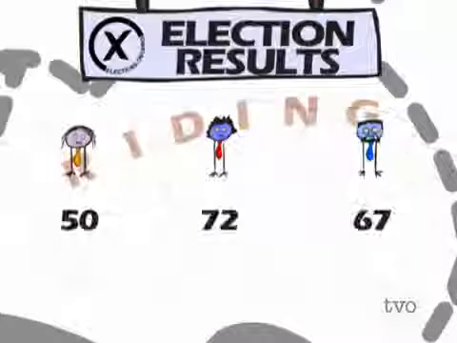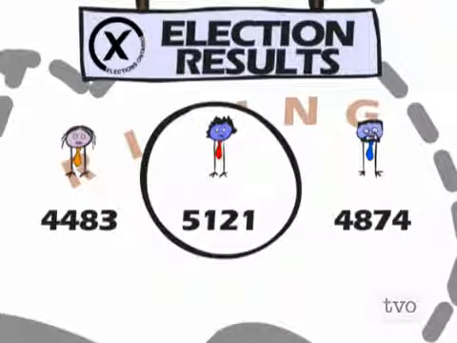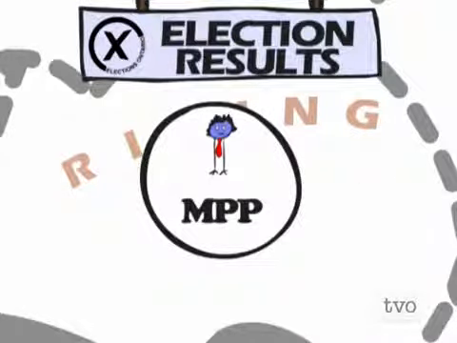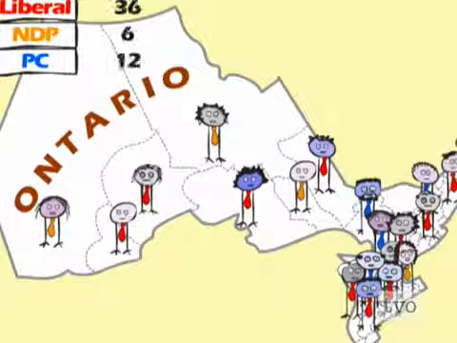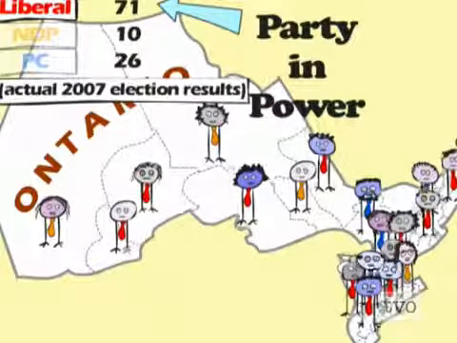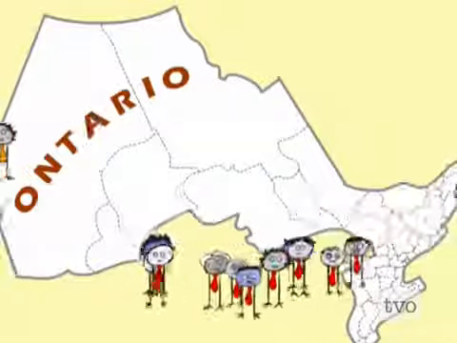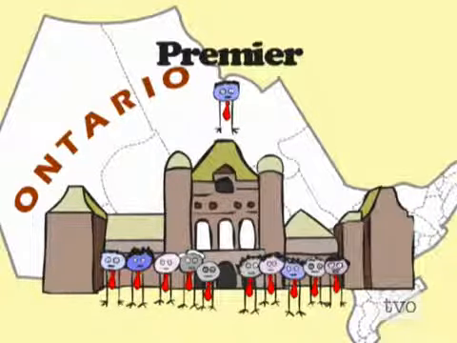According to the rules of first past the post, the winner of your riding is the one with the most votes, and that person becomes your MPP. Each riding picks its own MPP, and we count those up, and then we see that the party with the most becomes the party in power. The party in power forms the government here, and the leader of that party becomes the premier. They're the leader of their own party, but we don't vote for them. At least not directly.